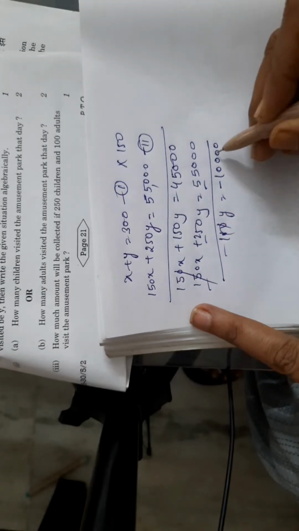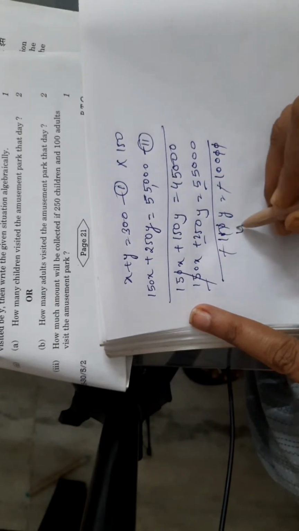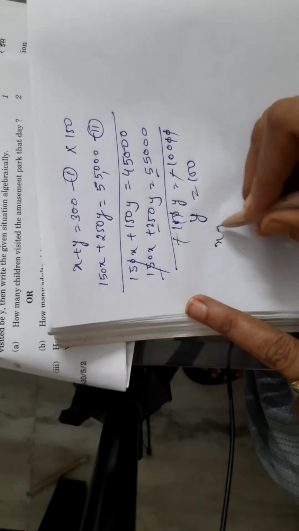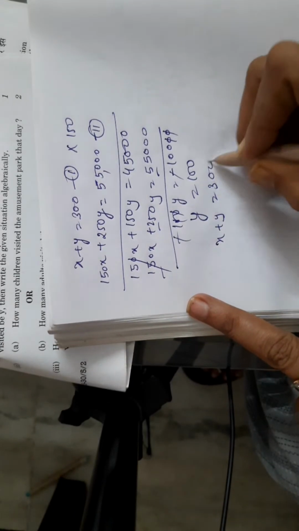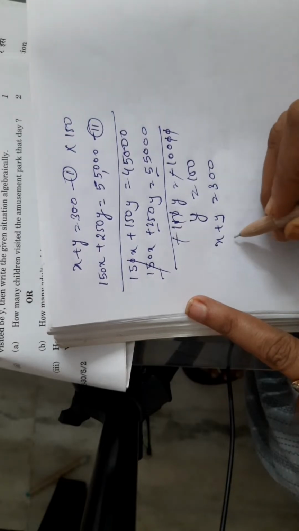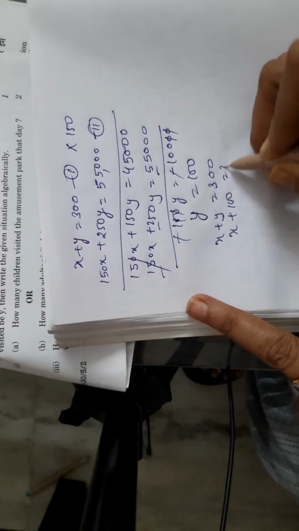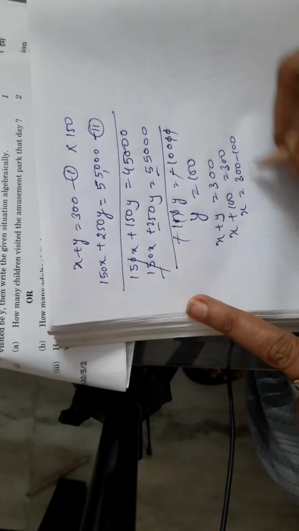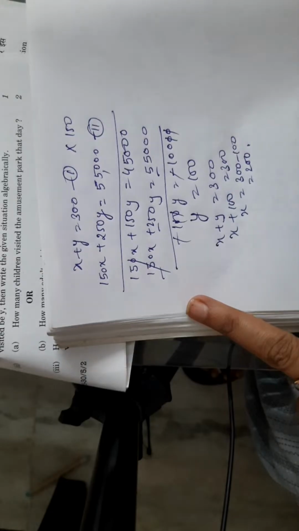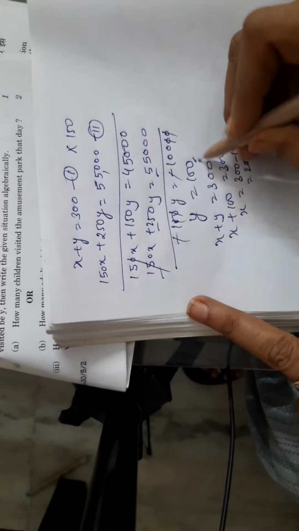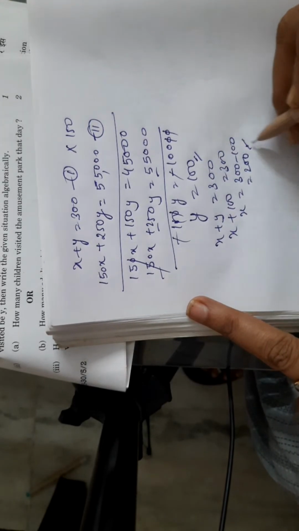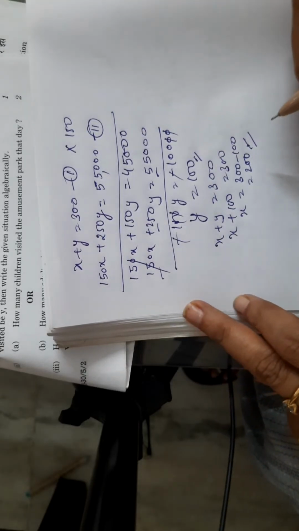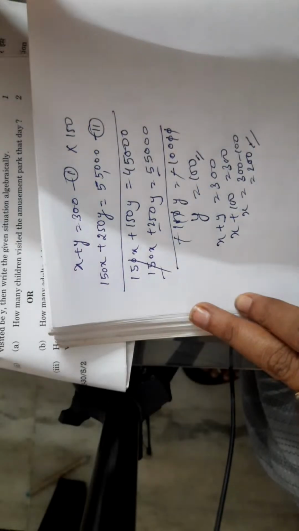So zeros will get cancelled, minus cancels. Y is 100. Now X plus Y is equal to 300, from which we have to find the value of X. Y we got is 100. So X is 300 minus 100, so it's 200. Number of adults were 100 and number of children were 200. So this we got the total number of visitors.